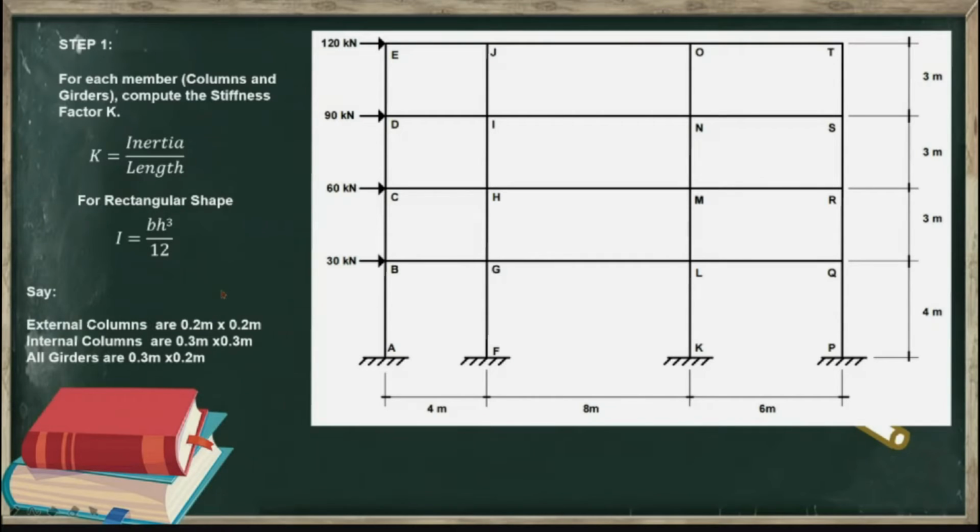For this frame, I will give the dimensions of the columns and girders. For external columns, we have 0.2 by 0.2 meters, while for the internal columns, we have 0.3 by 0.3 meters. All girders have a dimension of 0.3 by 0.2 meters. So let's proceed to solving for K.